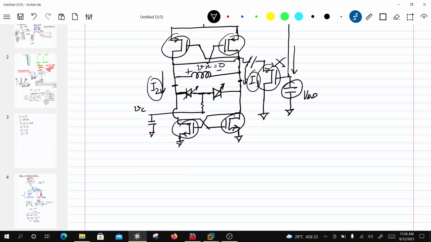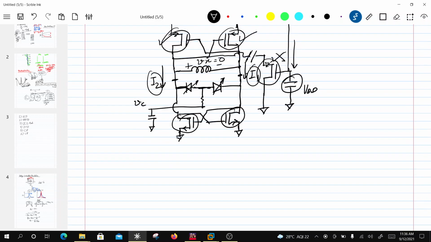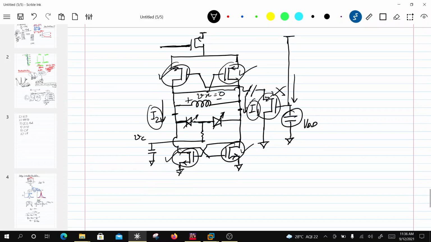Now one way to assure symmetry is to lay out this transistor and this transistor as a common centroid layout, and we will talk about what a common centroid layout is. Similarly, this transistor and this transistor are laid out as a common centroid, and they are equal in size, and in the layout also they are common centroid, so they are matched.